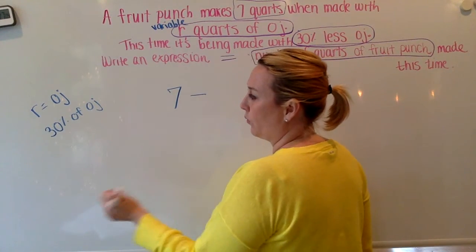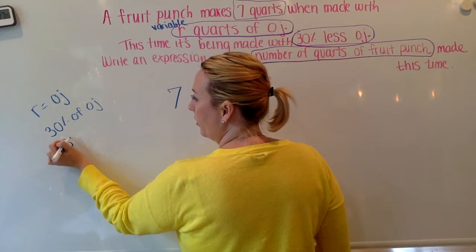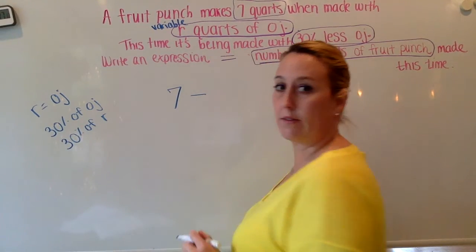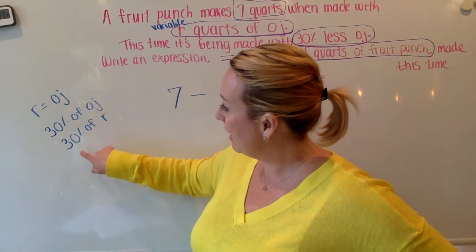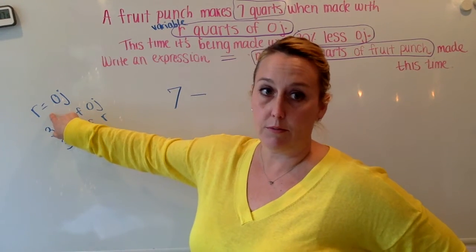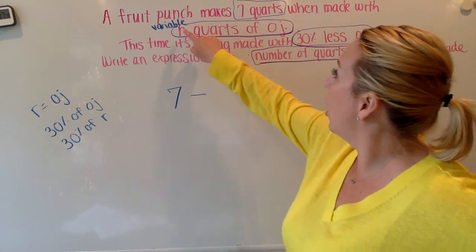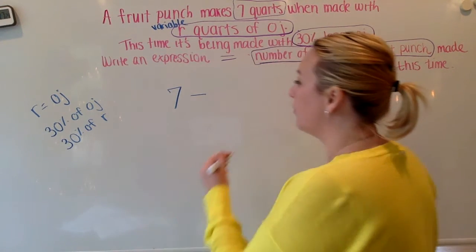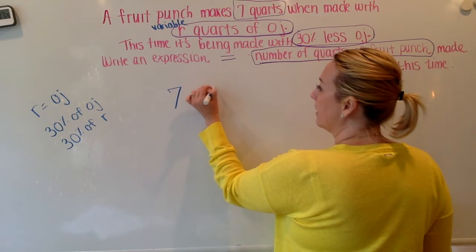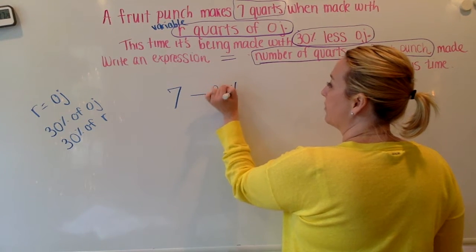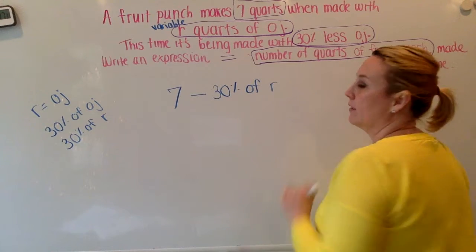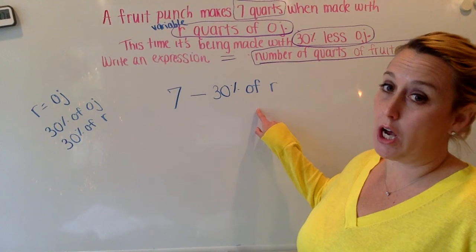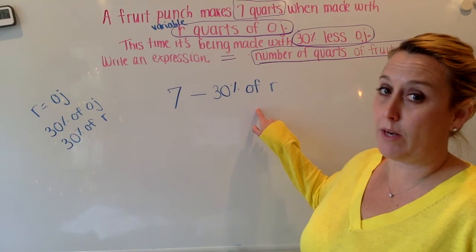30% of OJ. So right now, I can substitute OJ with R, okay? So I just rewrote this. 30% of OJ means 30% of R, because the expression told us that R represents the OJ. So now 30% of R. But I wouldn't write it that way. All right, 7 minus 30% of R. That's on the right track, but it's actually not written completely as an algebraic expression.